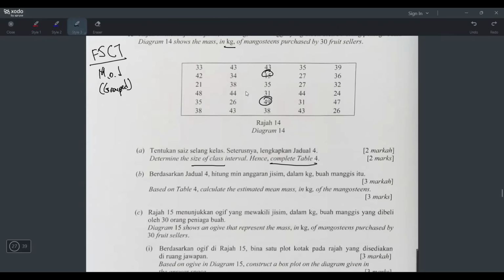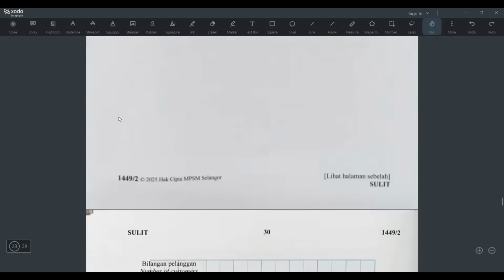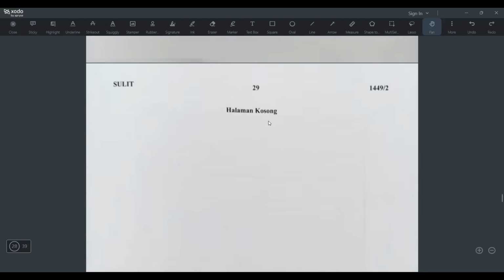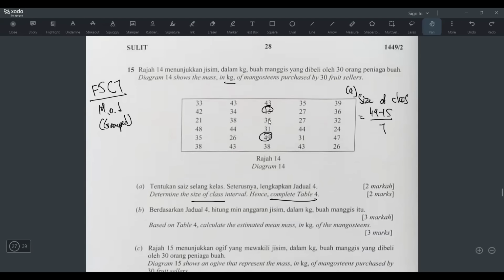Okay. And then to do A, you have to find the size of class, right? So the size of class will be 49 minus 15 divide with 7. Why divide 7 is because you want 7 class. So to find the size of one class, you simply just take the difference divide by 7 to get roughly satu class punya size. Okay. Yeah, because 49 minus 15 will be 7 class punya size.